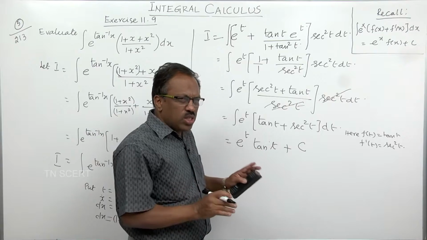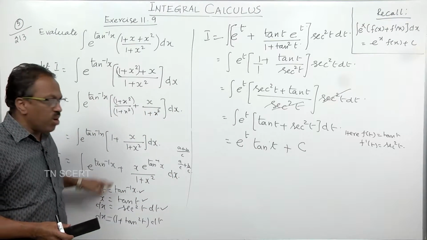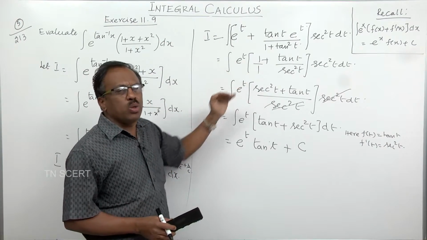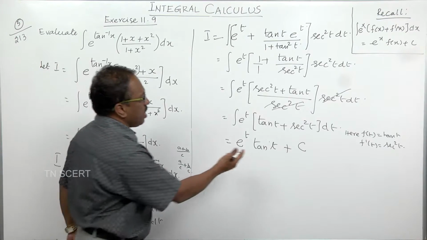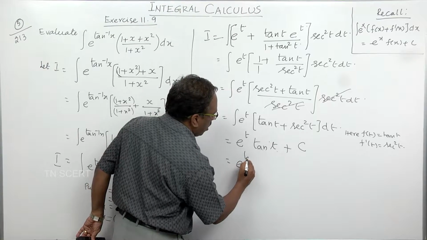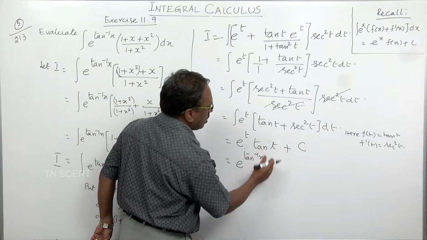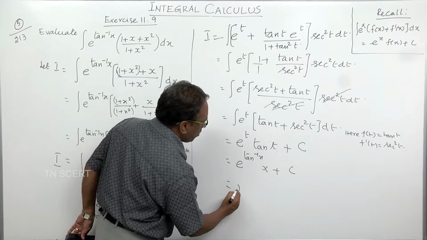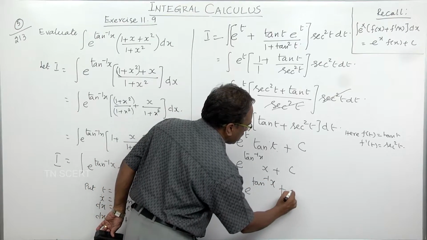Okay, does the problem end or not? No. For convenience we have taken t, but we have to bring it back in terms of x. So once again we have to go back to x. X is tan t, so replace this tan t, and e power t, where t is nothing but tan inverse x. So this is nothing but x plus c. In other words, x e power tan inverse x plus c.